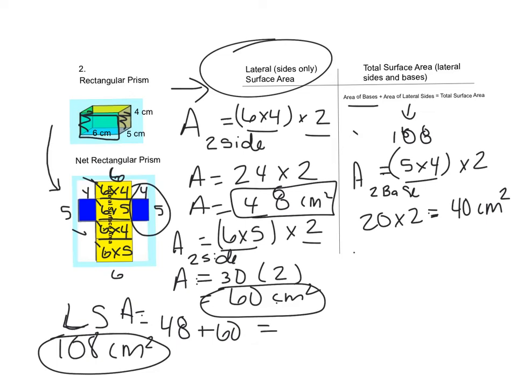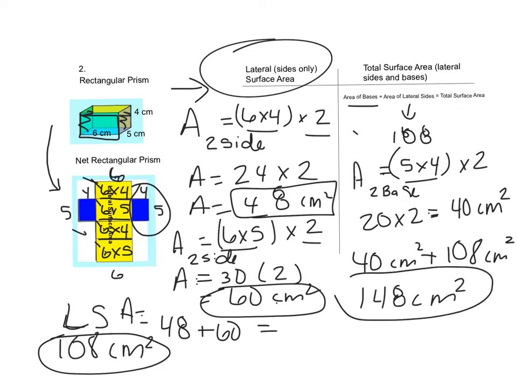We're going to add 40 centimeters squared plus 108 centimeters squared for a total surface area of 148 centimeters squared. There you have it.